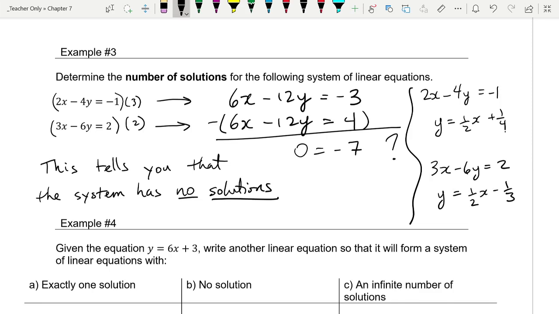And even though they have different y-intercepts, look at that, they have the same slope. What does that mean? They're parallel. They wouldn't cross no matter how big you drew them. Okay? So that's what's going on.